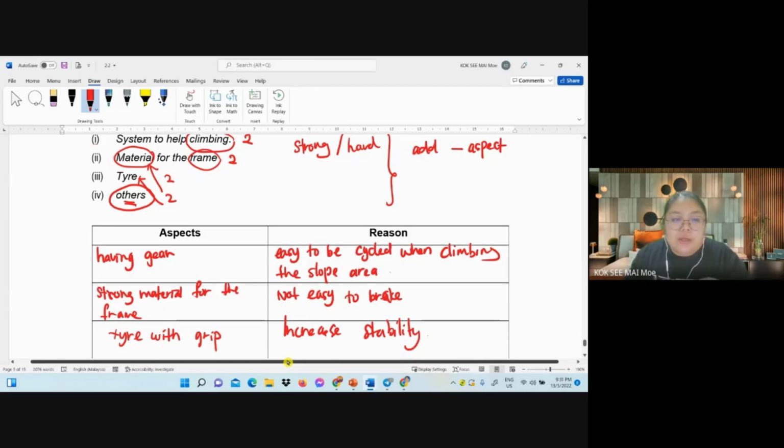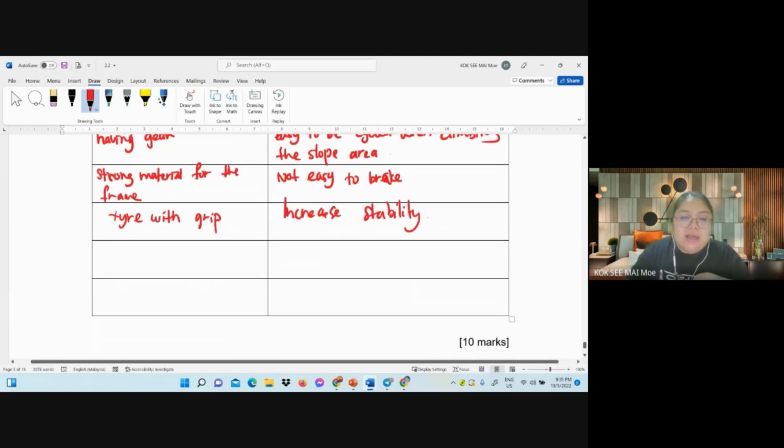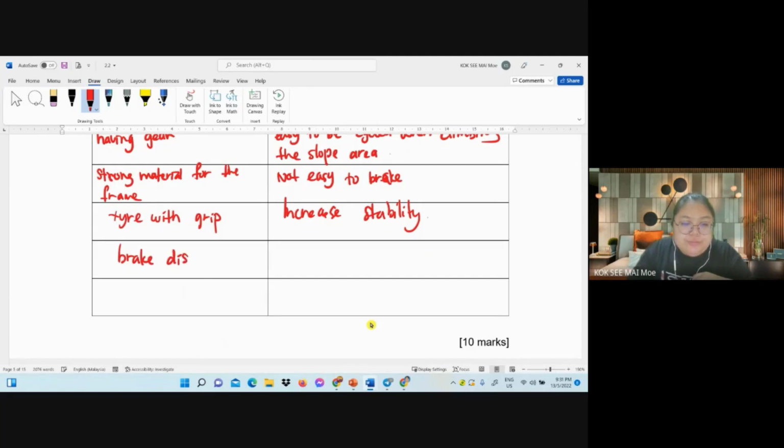Okay, so from here you see the others. I can say I add the brake disc. So the brake disc can make the brake more efficient. That means when you brake, it's more stiff, so it's easy to brake. They do not take a long time. They can immediately stop. So we call the brake more efficient if you add the brake disc.